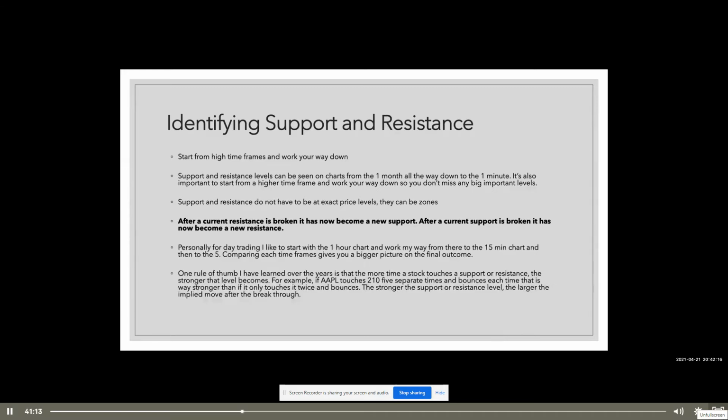The stronger the support or resistance level, the larger the implied move after the breakthrough, right? So if you see that a stock is rejected at 200, 50 times or whatever, the more times it rejects a specific level, you can expect the implied move after it breaks that level to be larger, okay?